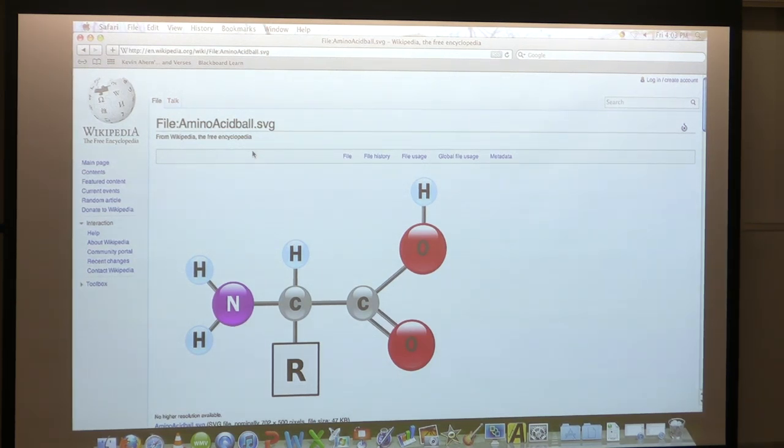We see them depicted schematically on this figure. We see that the four things are a hydrogen. We see that one of the things is an amine group.